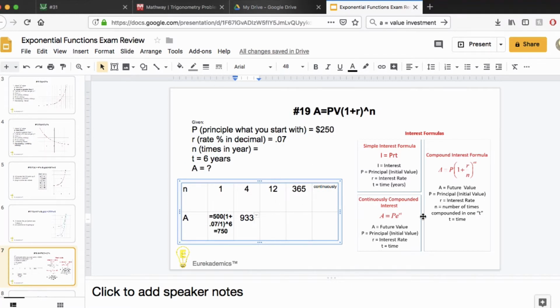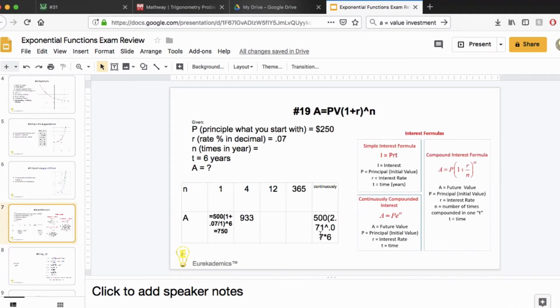And then I'll let you do the rest. You're just changing that n down here to 12, 365. And then for continuously, use this equation. So you're just going to do P, or 500, times e, which is 2.71, to the power of 6 times the rate. So to the power of 0.07 times 6, and that'll get you there. Okay.